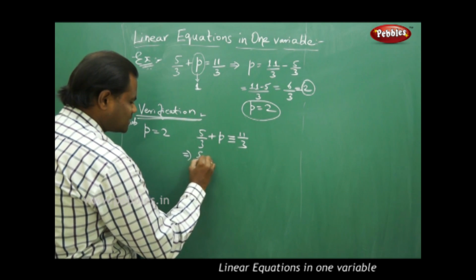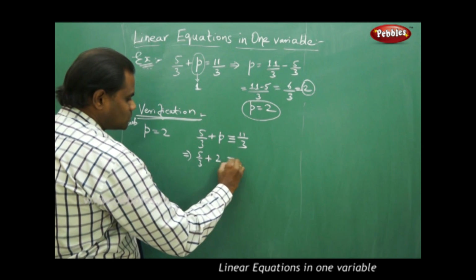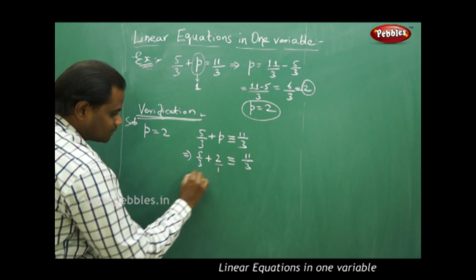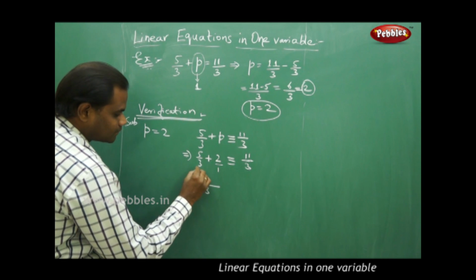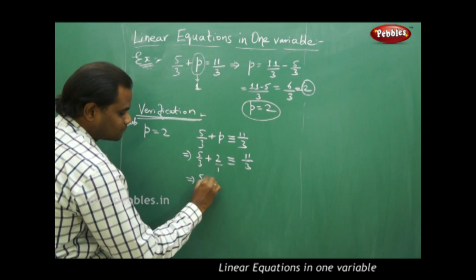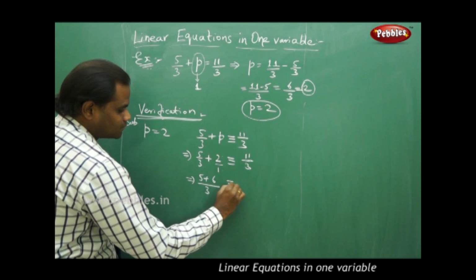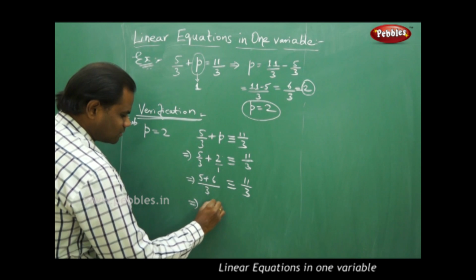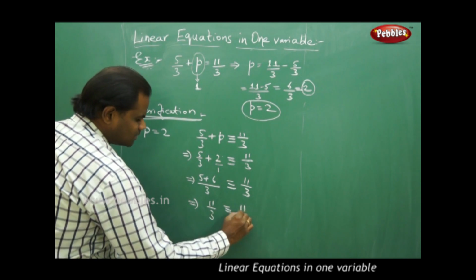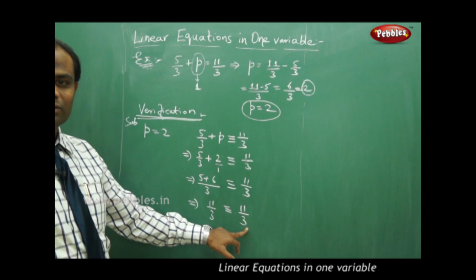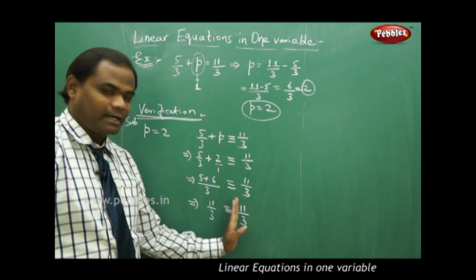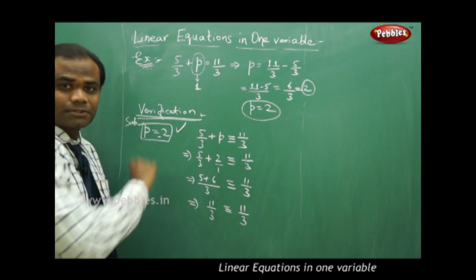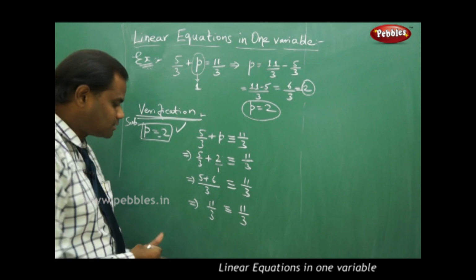So in this case, I take p as 2. This can be done by taking the LCM, which is 3, and 3 times 1 is 5, and 3 times 2 is 6, which is identically equal to 11 over 3. So immediately I get 11 over 3 is identically equal to 11 over 3. Because I got the left hand side equal to the right hand side, the value which I obtained, p equal to 2, is very much true. This is how the verification is done.